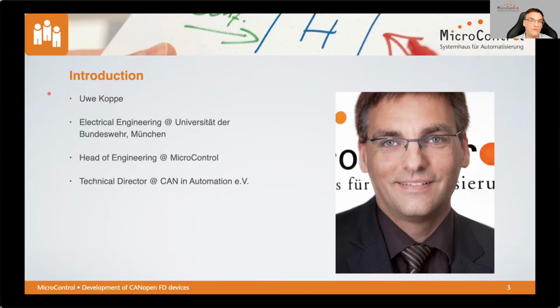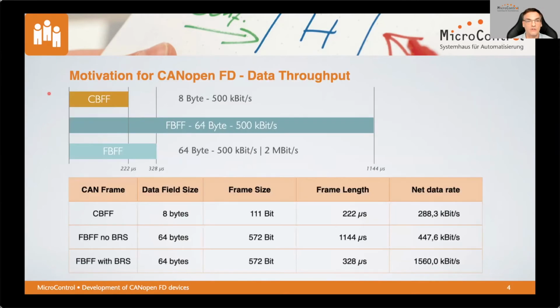So what is now, from the point of view of my company, our motivation to use CANopen FD? In other words, it's the need for speed. So to say it nicely, it's data throughput. From the picture you can see here, we have a classical base frame format using 8 bytes, what you know from classical CANopen. If we use that frame format with 8 bytes at a typical bit rate of 500 kilobit, this frame would have a length on the bus of 222 microseconds.